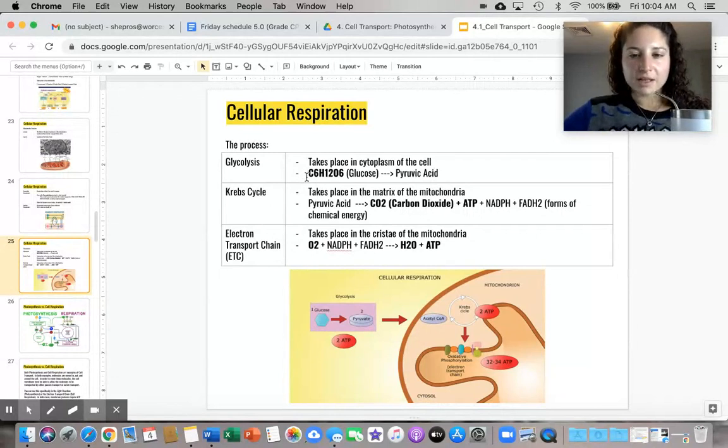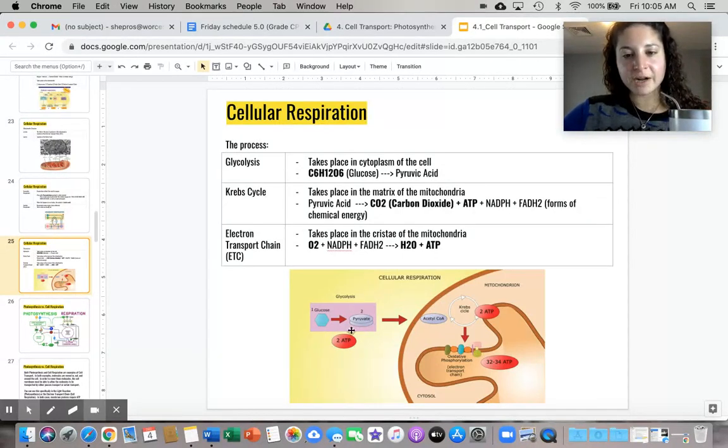So for glycolysis, this takes place in the cytoplasm of the cell, and essentially we are starting with glucose, and that glucose is broken down into a molecule called pyruvic acid. It's also broken down into what we call acetyl coenzyme A. You don't need to worry too much about those molecules. You need to know glucose, you don't necessarily need to know pyruvic acid or acetyl coenzyme A.